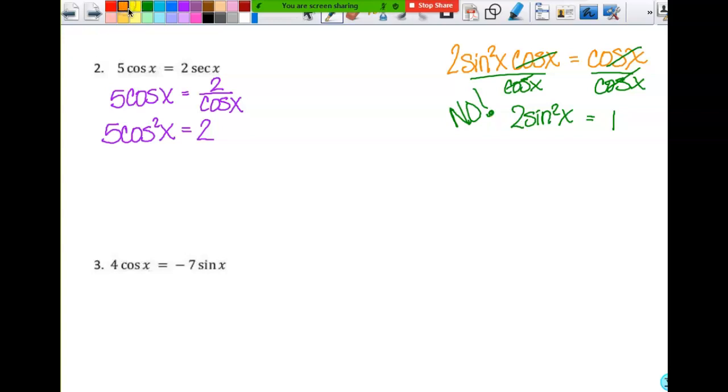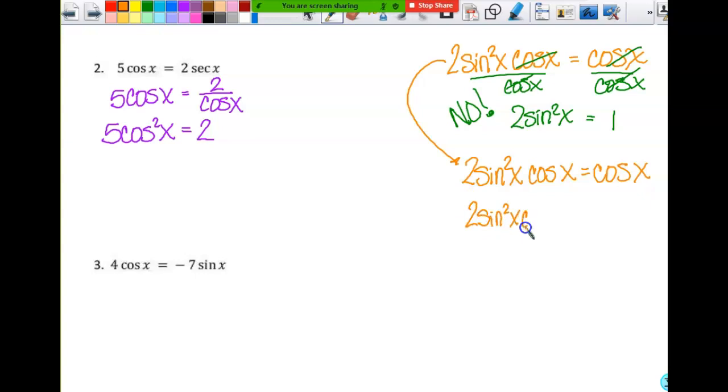Instead, this is what should have happened. 2, and because I want you to see how it's different, sine squared x cosine x equals cosine x. Now, if I'd have had a sine x over here and divided it out, I can't divide out and make them go away. So I'm going to need to try and factor. So I'm going to move this over to the left and get 2 sine squared x cosine x minus cosine x equals 0.